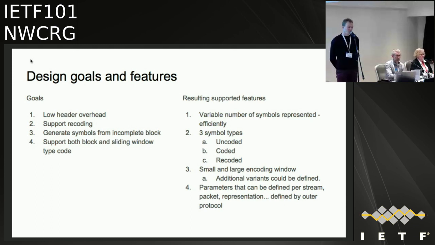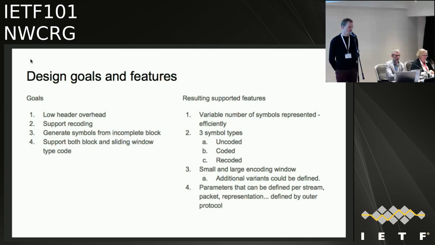We have 3 symbol types. So we have an uncoded and a coded and a recoded one, similar to the first work that was presented. So we need different things for these 3 different cases, and in order to be efficient, we should define some different ones. And then we have a small and a large encoding window, which essentially limits how much data we can put in our blocks and in our windows.